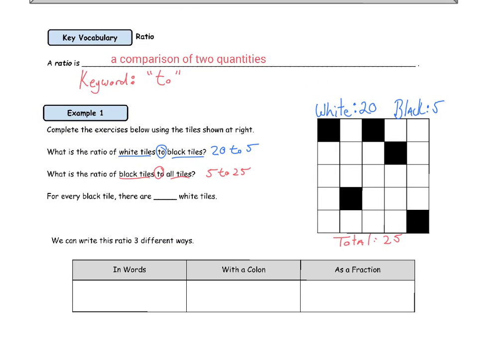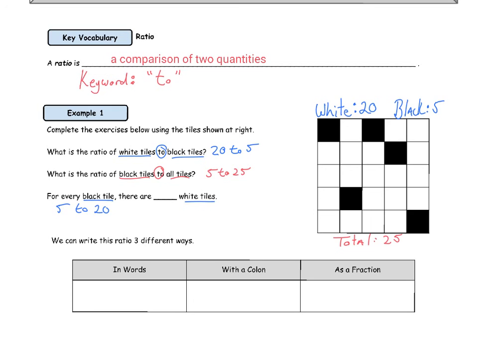Let's move to our third question in example number 1. It says, for every black tile there are blank white tiles. You can't see the word to, it's not in there. But you can see the two quantities that we are comparing. We're comparing black tiles to white tiles. Let's find the ratio of black tiles to white tiles. We know that there are 5 black tiles to 20 white tiles. That's not what the question is asking us. It says for every black tile. That is asking for every one black tile.